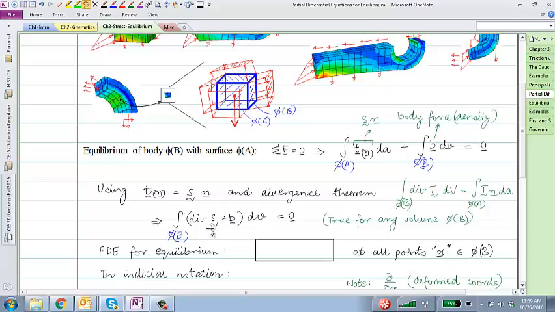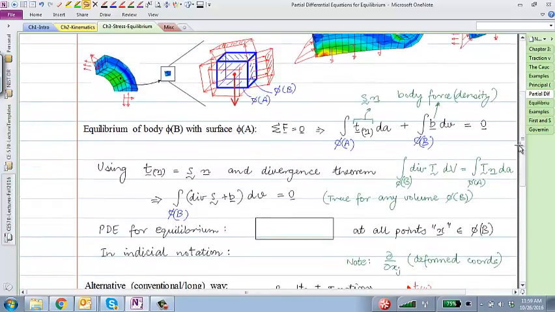The fact that this integral is 0 for any arbitrary body means that this integrand must be 0. Integrand must be 0 for all points in the body. Only then can this integral be 0 for any arbitrary volume. So that gives us the condition that divergence of stress plus body force density equal to 0 at all points x in the deformed body. So this is a very fundamental equation of equilibrium that you must understand.